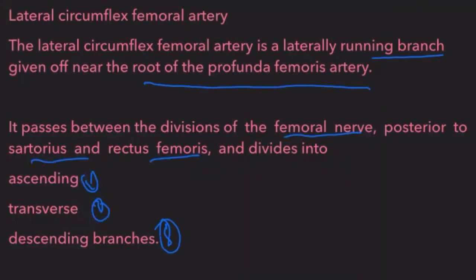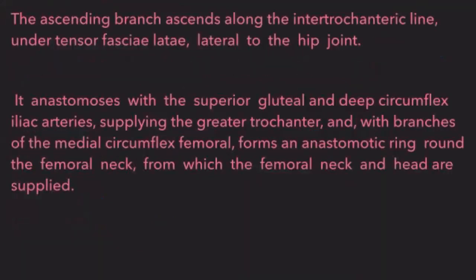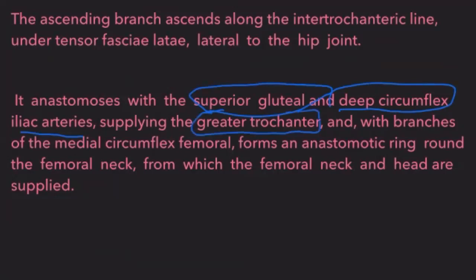So, ascending, transverse, and descending branches. Ascending branch extends along the intertrochanteric line under tensor fasciae latae, lateral to the hip joint, and anastomoses with the superior gluteal and deep circumflex iliac arteries, supplying greater trochanter, and with branches of the medial circumflex femoral artery, forms an anastomotic ring around the femoral neck. It is the trochanteric anastomosis.